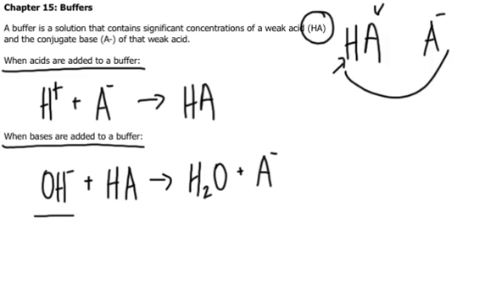You must have, once again, significant concentrations of a weak acid. The weak acid is able to neutralize hydroxide ions that are added to the system, and you must have the conjugate base, and that base is able to neutralize any H plus ions that are added to the system.